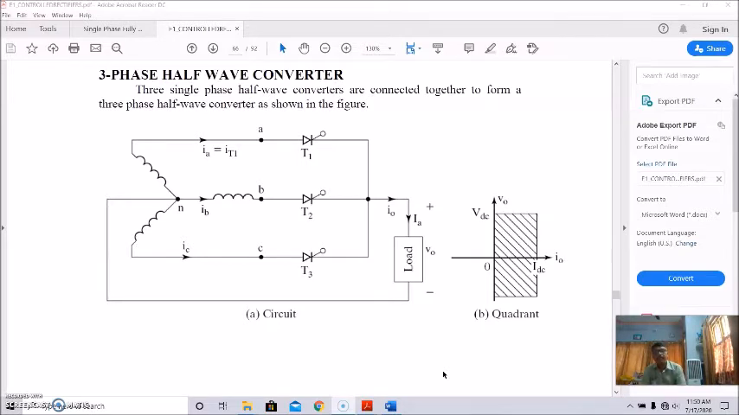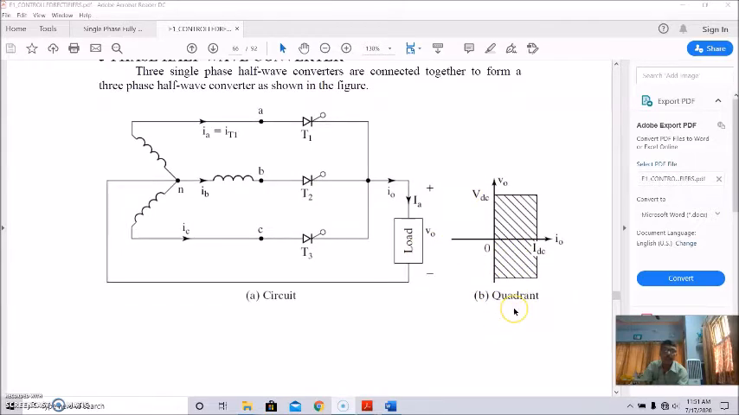So actually, three single-phase half-wave converters are connected together to form a three-phase half-wave converter. Particularly, this is the circuit shown here. So the three single-phase half-wave converters are connected together to form this three-phase converter, and this is the circuit diagram. And this is the quadrant operation of the three-phase half-wave converter.